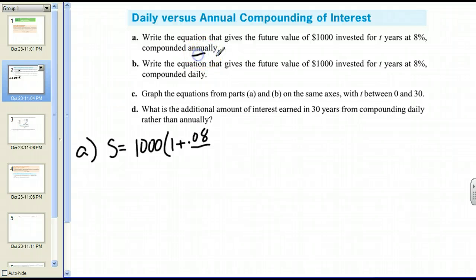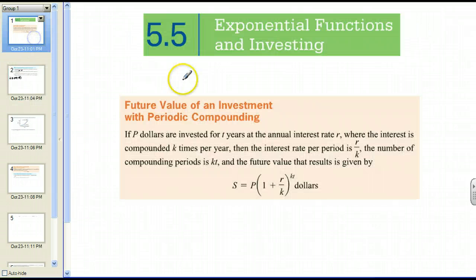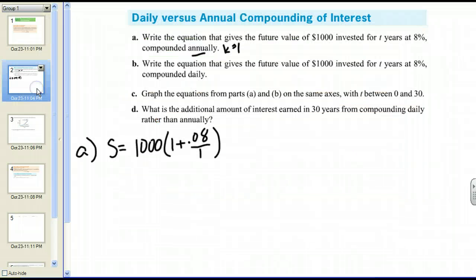Annually means K is equal to 1 period per year, so 1 goes there. And then in the parentheses, you have K times T as your exponent. So T is our exponent: T years times K equals 1, so 1 times T up here.